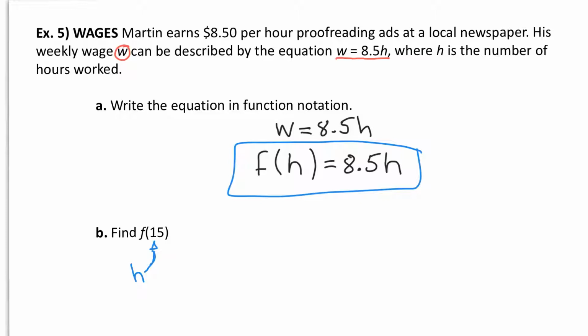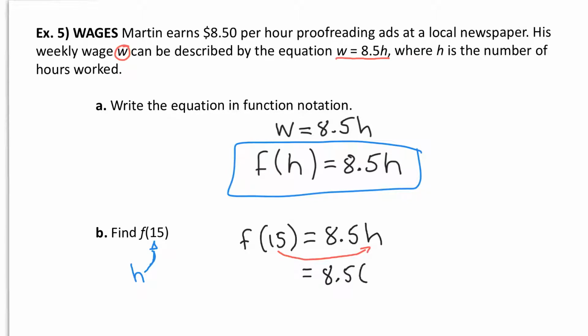So h will be 15. All you do, guys, you are going to have f of 15 equals 8.5 times h, which means you are going to substitute 15 into the h. So that's going to be 8.5 times 15. And when you guys multiply those two numbers, the answer is 127.5. Now, since we are talking about money, we don't say 127.5, we say 127.50. That 50 means 50 cents. So Martin is going to get paid $127 with 50 cents at the end of the week.